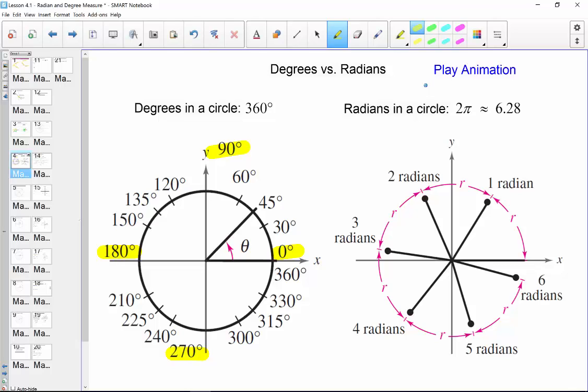Radians might be best to be looked at at first glance using an animation. So I'm going to go ahead and play a video, and we're going to take a look at that, and we'll come back to the radians in a circle.